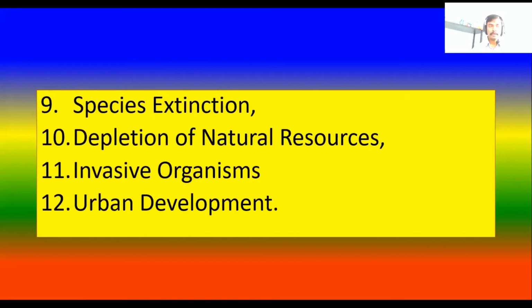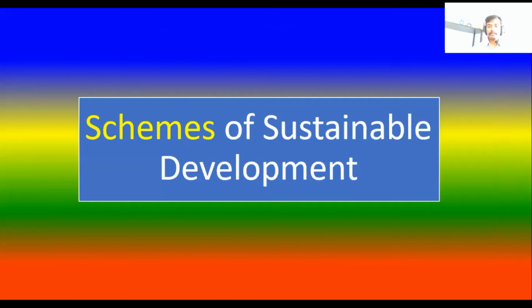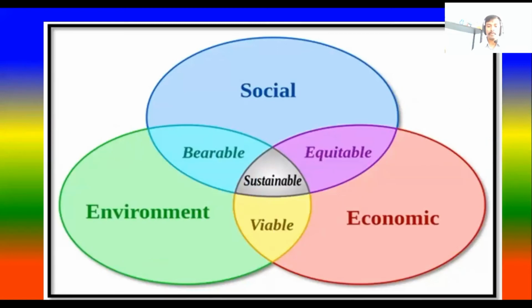Then urban development. So urban development is a major challenge. The reason is that cities should grow environmental friendly, which is a difficult task. So government is having various programs as well as change law, etc. The schemes of sustainable development. Here is that this is a model to promote sustainable development. Here 3 important factors: social, environmental, economic.